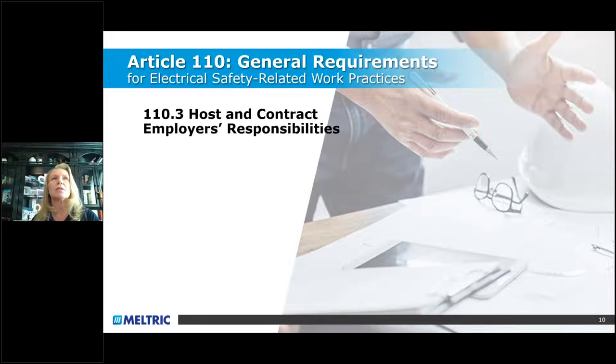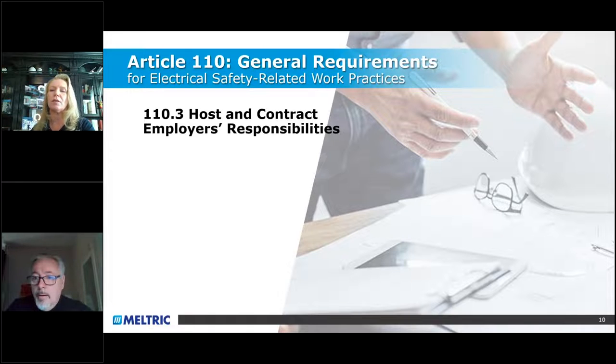Sometimes I run across host and contract employer responsibility confusion. So a host employer cannot just subcontract out to someone and absolve themselves of all risk when it comes to implementing electrical safety programs. A host employer is still responsible for informing contract employers of the known hazards, giving them information about the installation of equipment, and they need to observe whether their contract employees are in fact following electrical safety and safe lockout tagout practices.